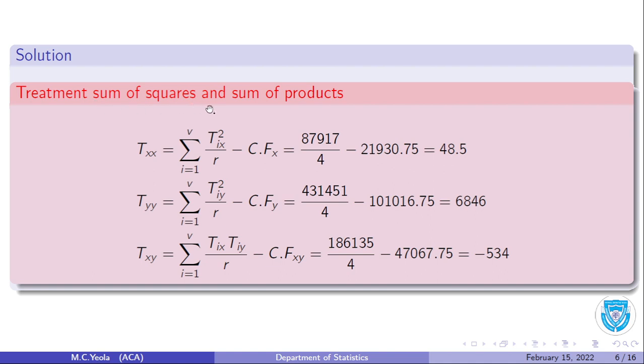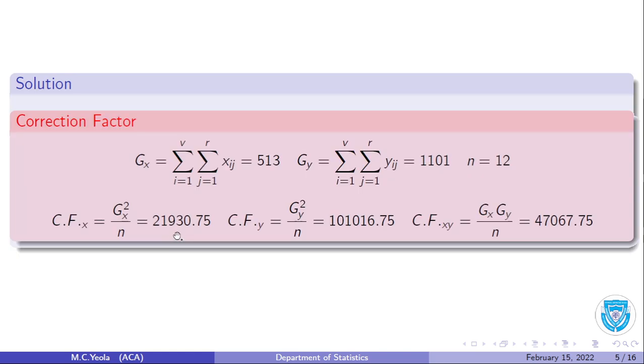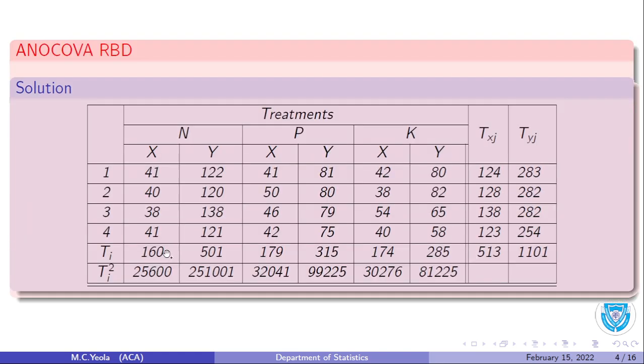Txx, treatment sum of squares and sum of products, we obtain. So how to obtain this? Txx is summation i from 1 to v of Tix square upon r minus CFX. Tix square upon r, r is constant, you can take this outside the summation also. Tix square means these values. Just see, these totals we have obtained, these 3 totals actually, because i is varying from 1 to 3 here, 3 treatments.